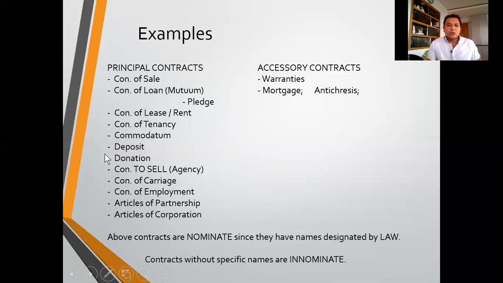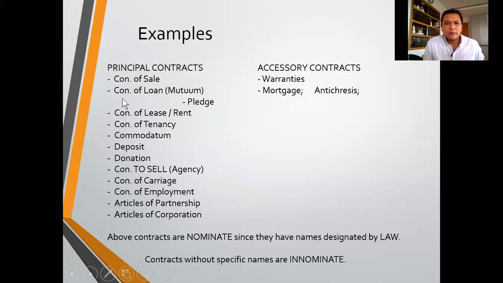Now there is another contract which is a sell, but this is to sell. A contract to sell is an agency, meaning you are giving authority to a person in order to sell your property. So that person to whom you're giving authority is the agent. So that's a contract equivalent to a contract of agency. So let's go back here.